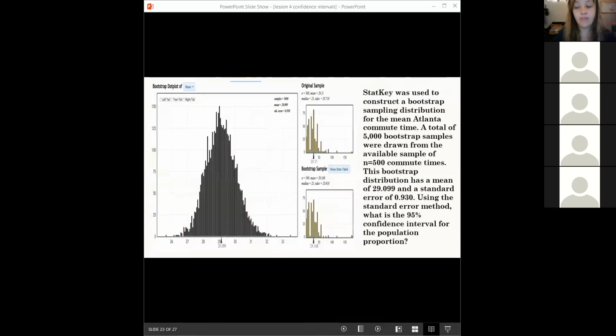Okay, so StatKey was used to construct a bootstrap sampling distribution for the mean Atlanta commute time. A total of 5,000 bootstrap samples were drawn from the available sample of n equals 500 commute times. This bootstrap distribution has a mean of 29.099 and a standard error of 0.930. Using the standard error method, what is the 95% confidence interval for the population proportion? So utilize this distribution that I gave you here on the left. Let me know if you can't read any of that. I know it's a little smushed. But go ahead and try to find this 95% confidence interval with what you have here.